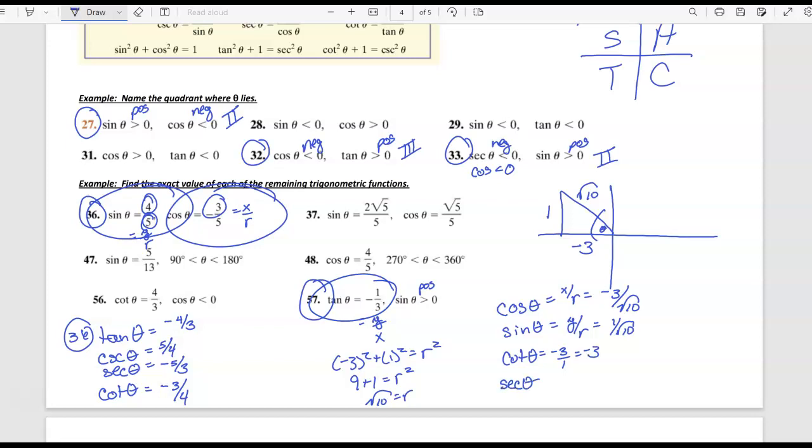Secant is 1 over cosine, which is going to be negative square root of 10 over 3. And cosecant is going to be square root of 10 over 1, which is square root of 10. Now, don't forget to rationalize. I did forget here, so I can multiply by square root of 10 over square root of 10. Okay, the homework systems are really picky about that in this class. So there's our final answers.